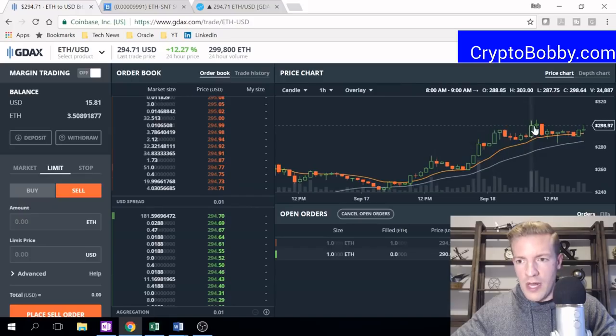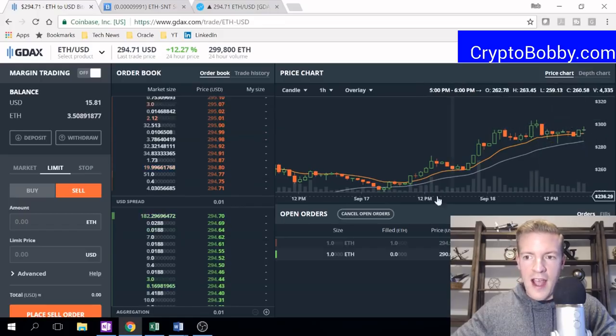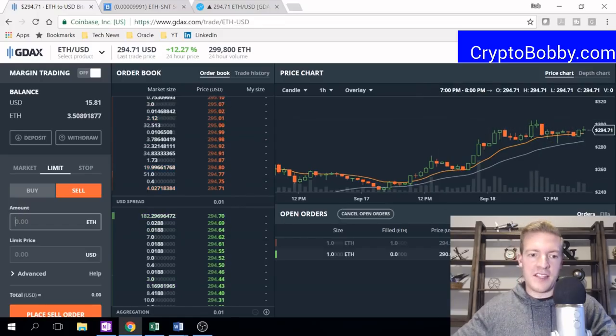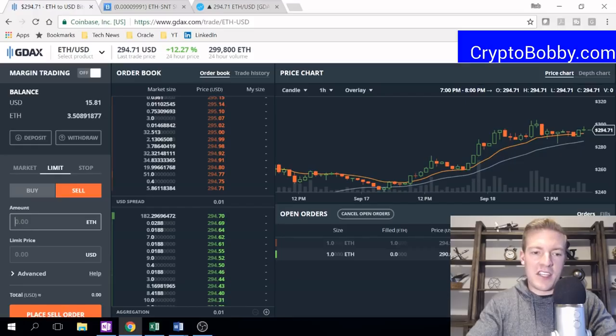Let's just say that I just saw the price, I'll pull this back up to a 1-hour chart, and we saw the price of Ethereum hit $302 and then quickly sell back down. So let's say I see this 3.5 ETH, and I say, it's going to hit $300 again, and as soon as it hits $300, I'm going to take my profit because I think it's going to drop back down.